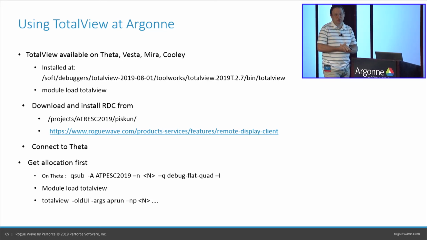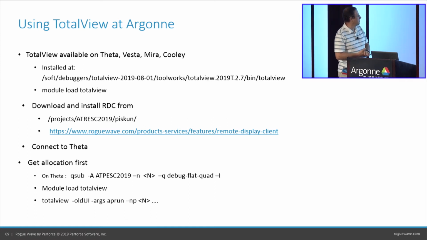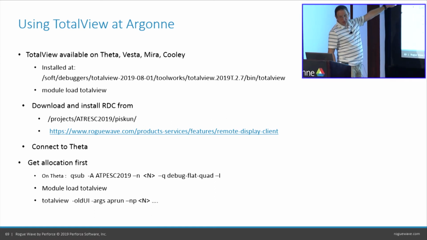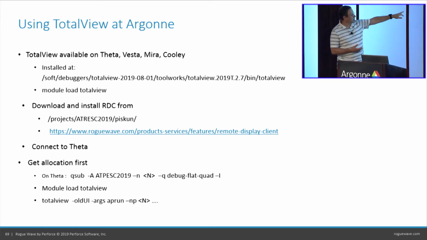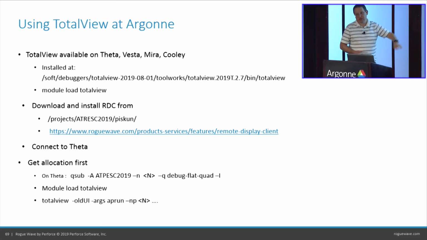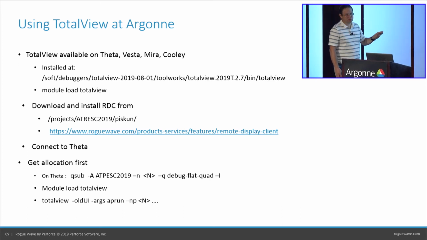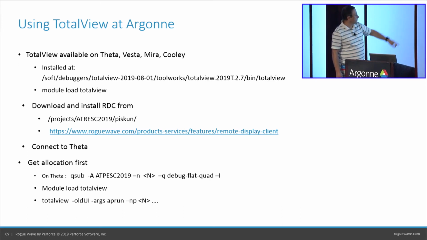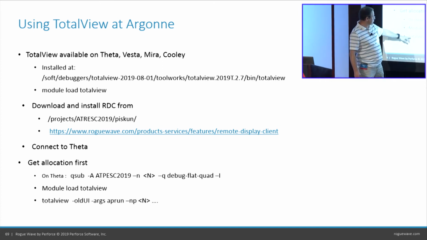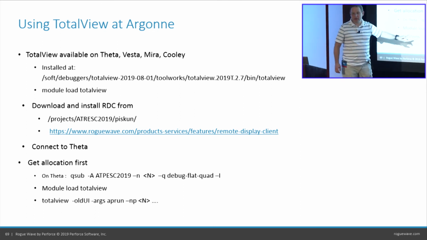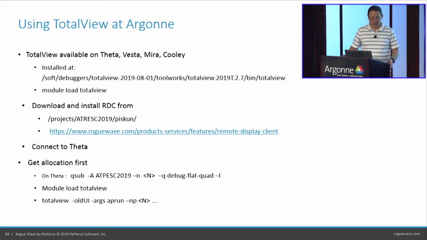And if your connection is slow and you don't want to set up VNC yourself, you can use our RDC. I put a copy in the project area, so you can just install it on your laptop, or you can download it from our website. It's actually free. You don't need to buy TotalView to download the remote display client. It's bundled as a free add-on. You connect, get an allocation, module load, and if you use RDC, use the -oldUI option. The new UI doesn't communicate very well with RDC. If you're using any other tools, you can use both interfaces.